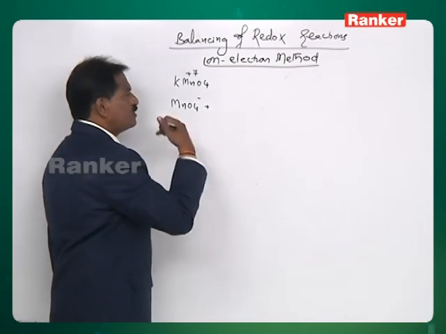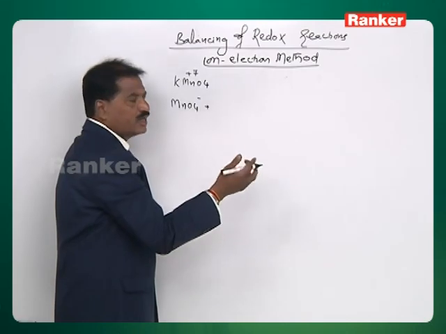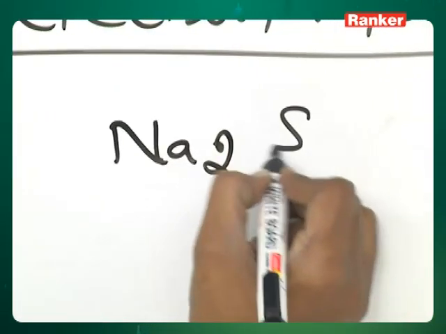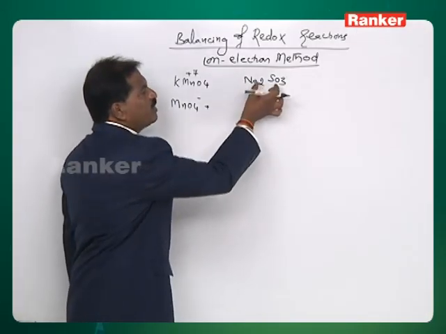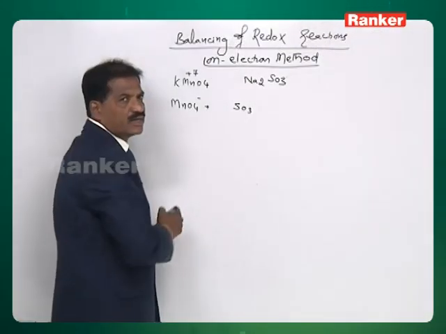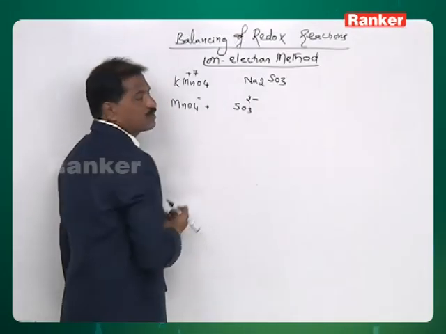Next, let us say some other species we have taken, sodium sulfite. When sodium sulfite is used in any reaction, first it will split into ions, sodium ions and sulfite ions. Those sulfite ions will act as the electron suppliers. So here sulfite means SO3 2-.